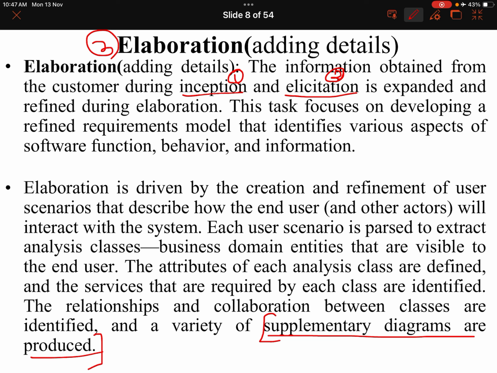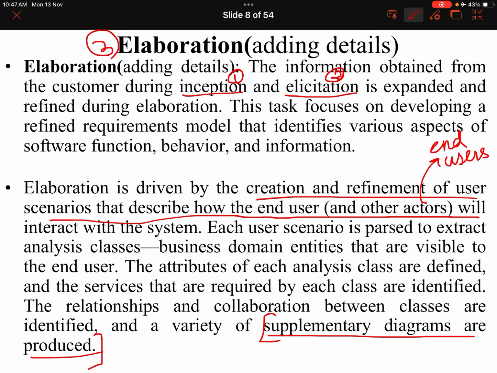So in elaboration, you have creation and refinement of the user scenarios and describes how the end user, that is any other actors. So what are actors? Actors are basically the end users in case of a software development who interact with the system. So it will analyze how the various end users interact with the system and then it will give the conclusions.